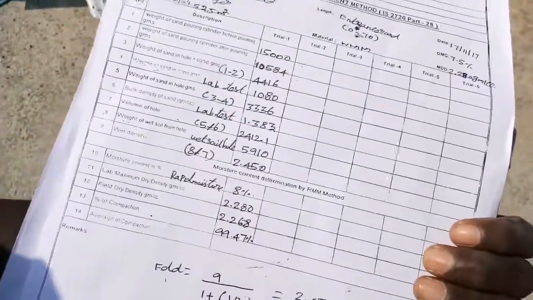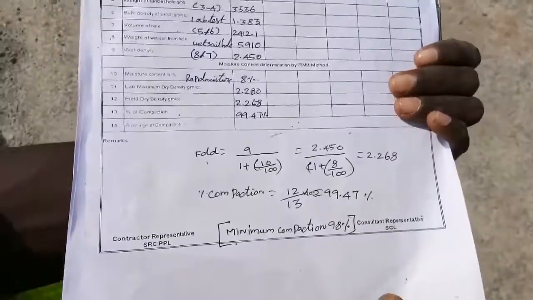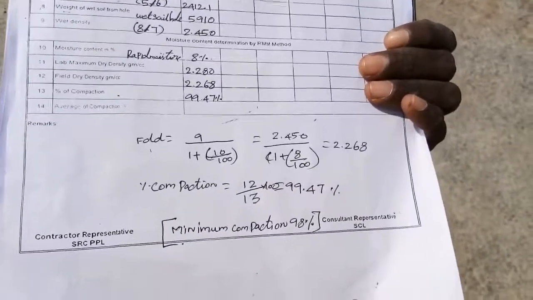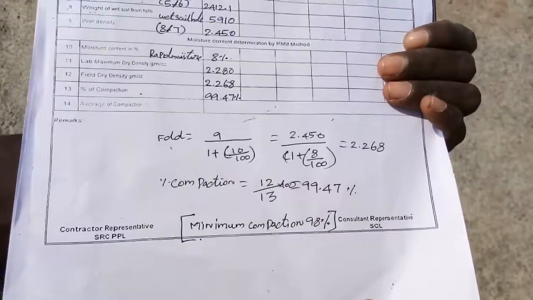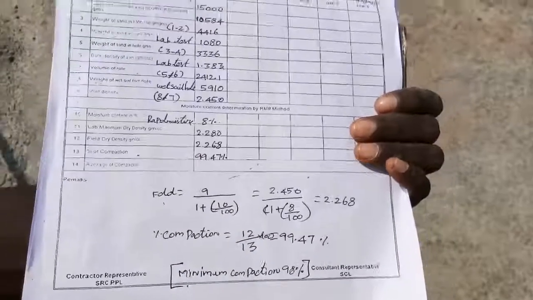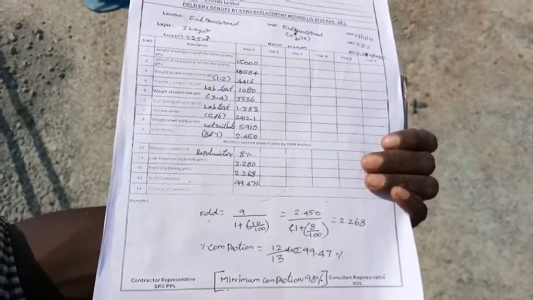Like this, we have to take calculations for 6 trials. As per our record, the minimum compaction required is 98%. So like this, we have to take a sample for every 500 square meters, one test.